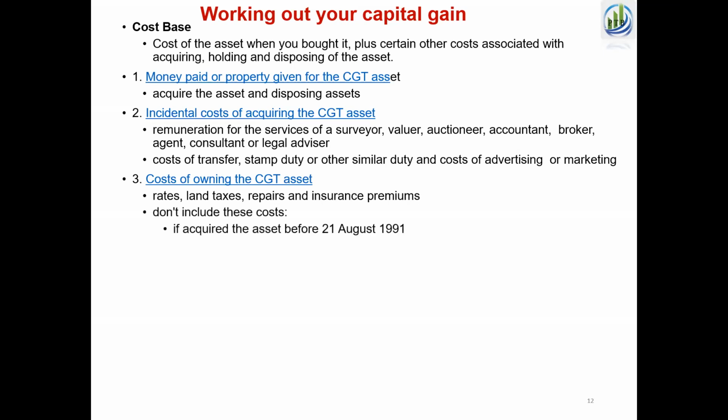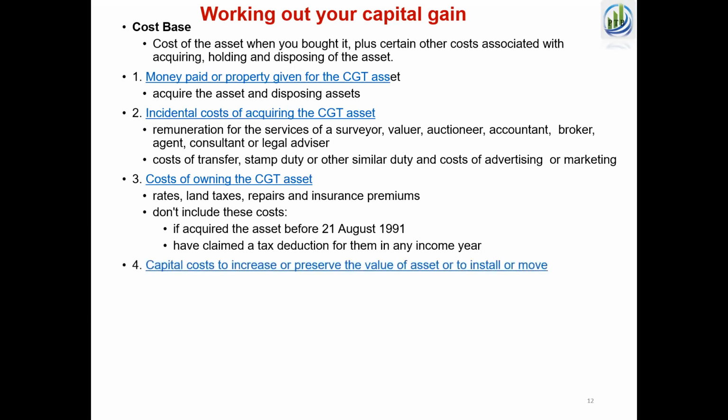This comes under the cost of owning CGT assets, that can be included. But don't include it if you acquired the asset before 21st of August 1991, and if you have claimed a deduction for any of the income years, you cannot claim. So simply, if you already claimed these expenses, you cannot add them to the cost base because no double deductions, right? If you acquired assets before 21st of August 1991, you cannot include that in the cost base.